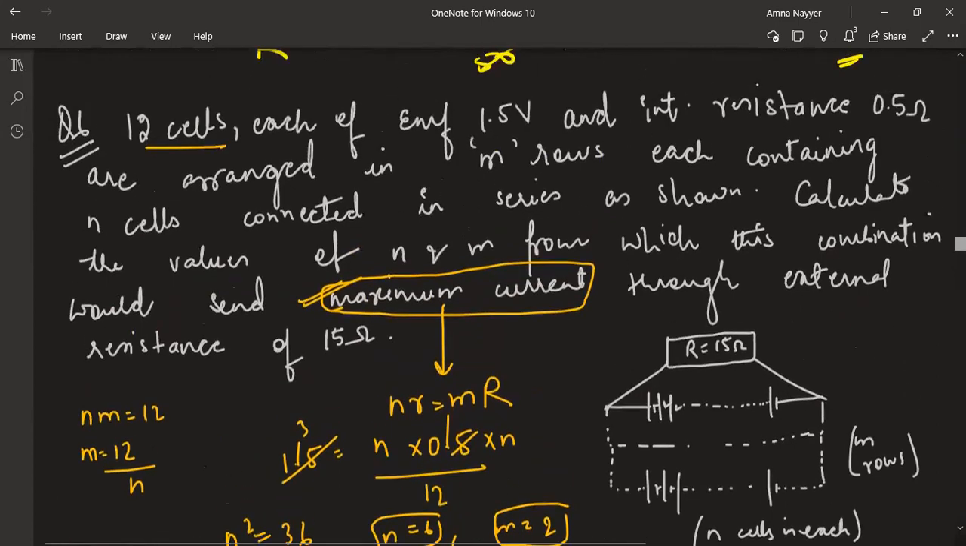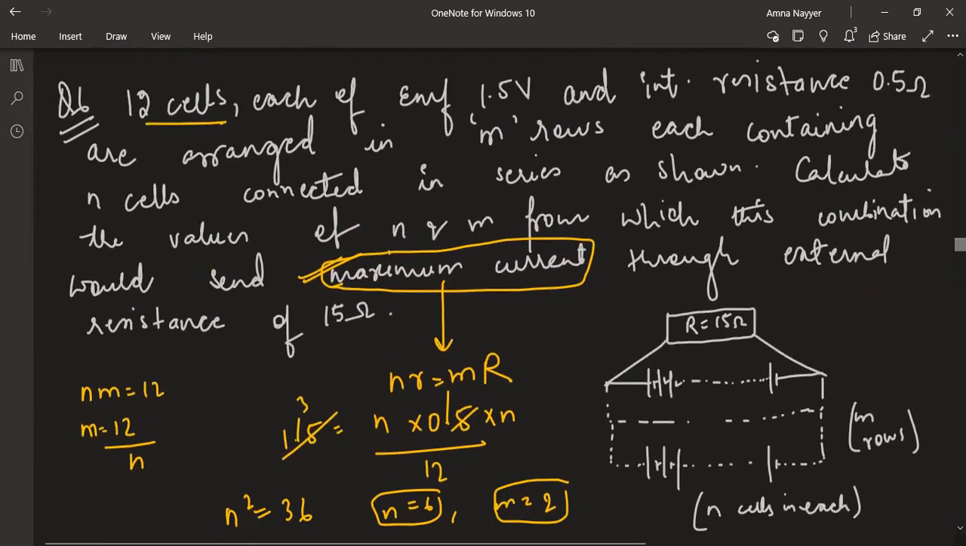So from here, if you put in the values, you will get n square as 36, n will be 6, and once you get the value of n, you can get the value of m by putting it in the same equation. Note down this question as well and text me done once you have completed this.